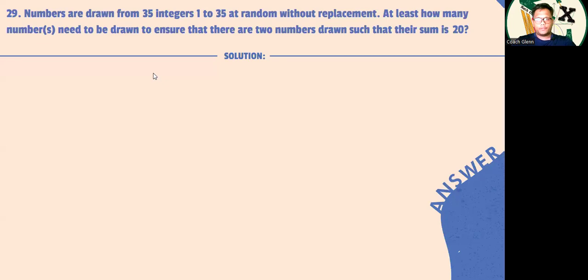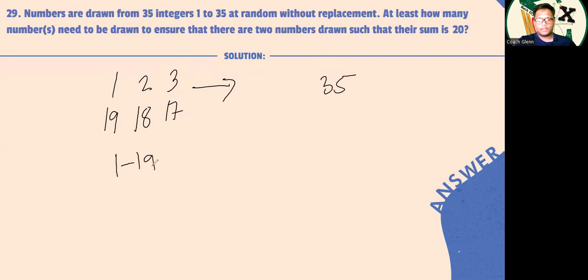Numbers are drawn from 35 integers, 1 to 35 at random without replacement. At least how many numbers are needed to be drawn to ensure that there are 2 numbers whose sum is 20? Okay, so we have 1 to 35. So what do we pair with 1 to make 20? So that should be 1 paired with 19. For 2, it should be paired with 18. 3 should be paired with 17. So that means only numbers from 1 to 19 have pairs.